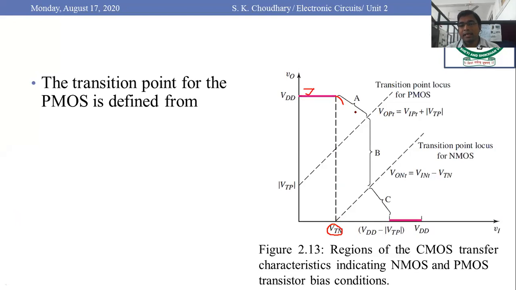So this is the reason A is shown here. That is showing that now your NMOS is in saturation. So under this condition, NMOS is in saturation. And PMOS is what? During this region A, PMOS is in non-saturation.